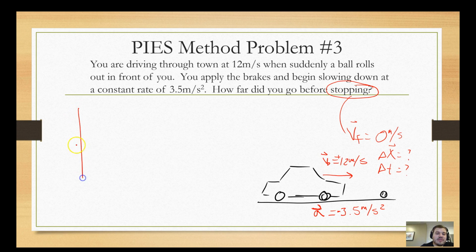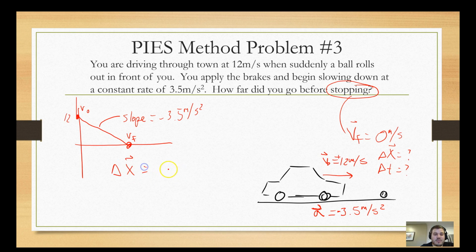So let's model the information. I start at 12 meters per second, and I go to 0. That's v final, this was v initial. The slope here is my acceleration, and it is a negative 3.5 meters per second squared. So the first equation, the displacement, which is what I want, is 1/2 the height, which is v initial, times the time. The problem is I don't know the time.